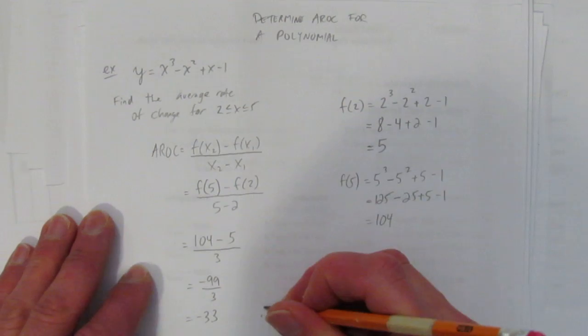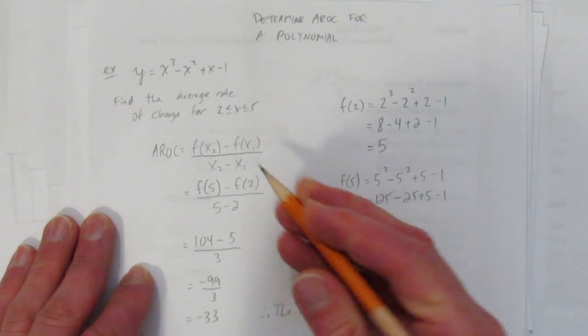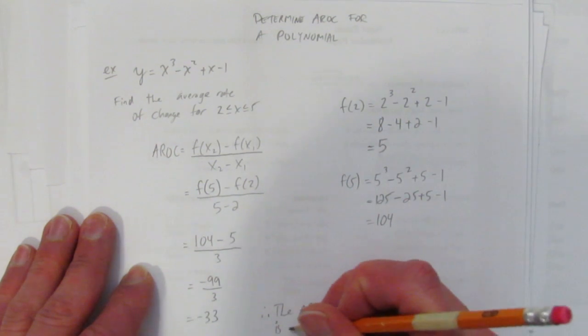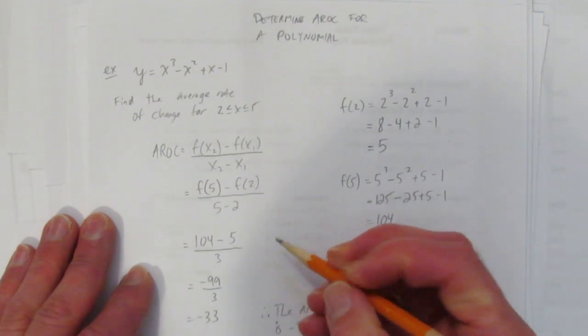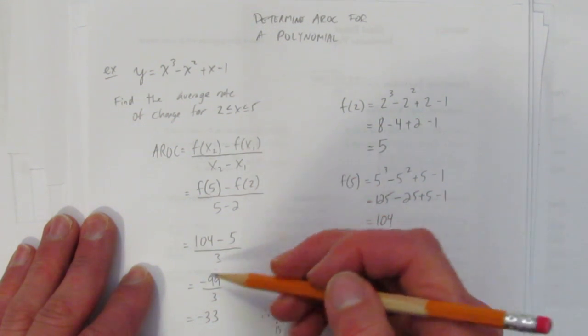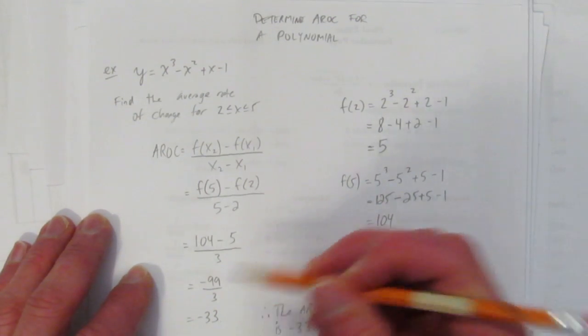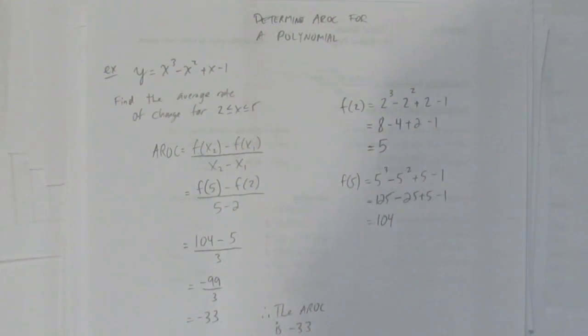What that means is the average rate of change for this function in that interval is 33. Or in other words, from 2 to 5 on the x-axis, this function has an average increase of 33 per x. That's how you find the average rate of change for a polynomial.